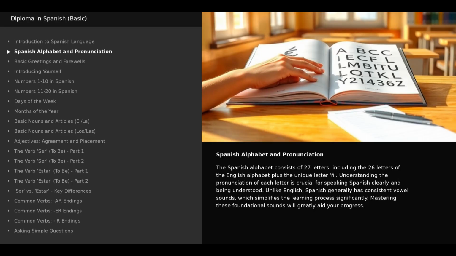Spanish alphabet and pronunciation. The Spanish alphabet consists of 27 letters, including the 26 letters of the English alphabet, plus the unique letter Ñ. Understanding the pronunciation of each letter is crucial for speaking Spanish clearly and being understood. Unlike English, Spanish generally has consistent vowel sounds, which simplifies the learning process significantly. Mastering these foundational sounds will greatly aid your progress.